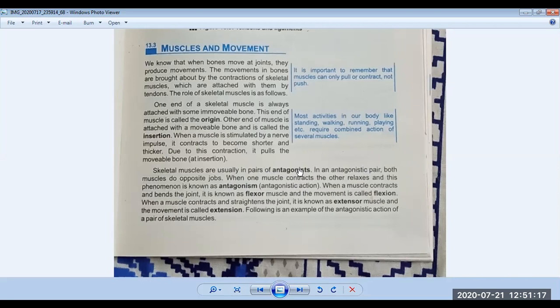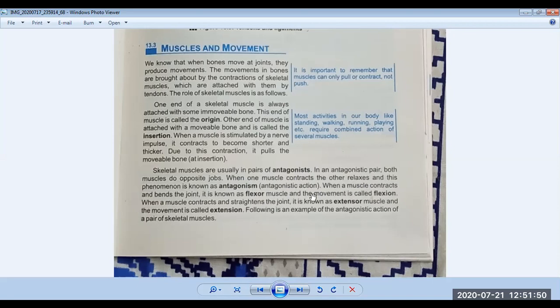If we take an example of our arm, the front muscles are called biceps and the back muscles are called triceps. They are in a pair, but they do opposite jobs. When one muscle contracts, the other rests. So when the biceps contract, the triceps are relaxed. When the triceps contract, the biceps are relaxed. This whole process is called antagonism or antagonistic action.